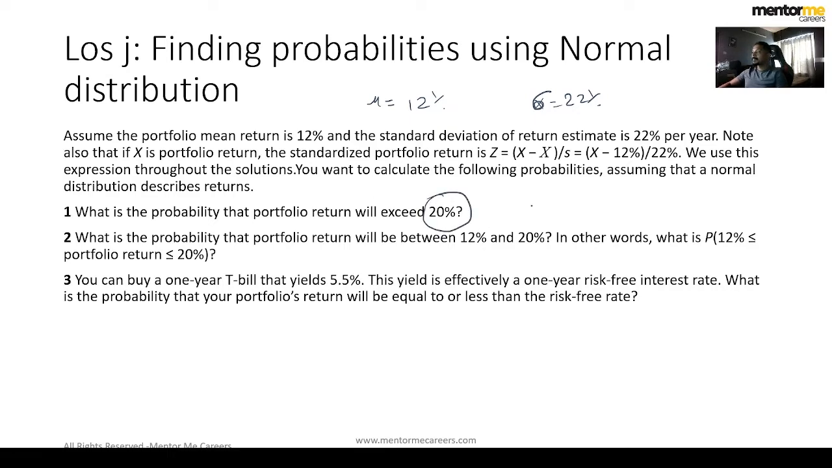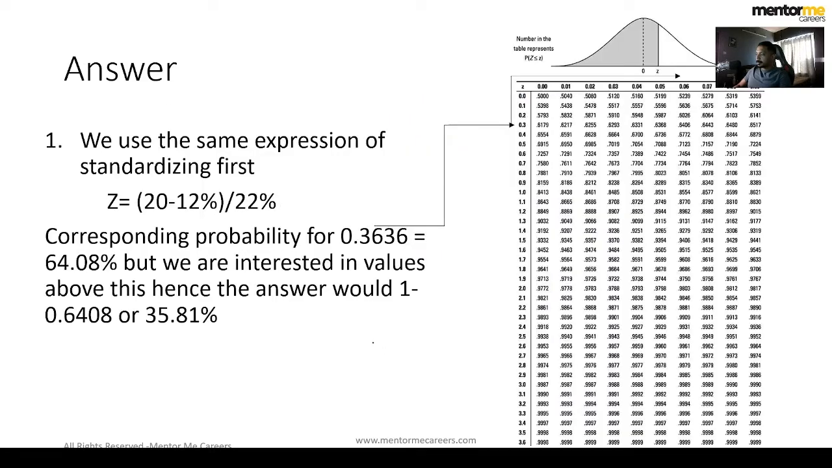It's very simple. Since 20 is the random variable, we'll do 20% minus 12%, the mean, divided by 22, which gives 0.36. Now let's try to find out in the z table where this is. So we have standardized the value. 0.3 and the decimal place is out here. The intersection of these two will give you 6406.